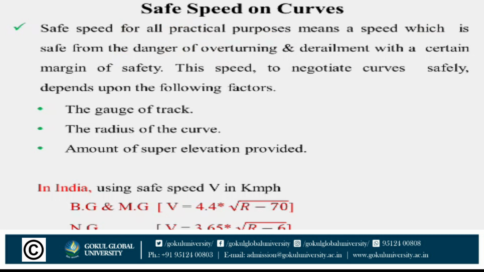Safe speed on a curve. What will be the safe speed on the curve of the train? This value is required for both broad gauge and meter gauge: V is equal to 4.4 under root R minus 70, and for narrow gauge V is equal to 3.65 under root R minus 6. R is equal to the radius of the curve. The safe speed on a curve also depends upon the gauge of the track, the radius of the curve, and the amount of super elevation provided.